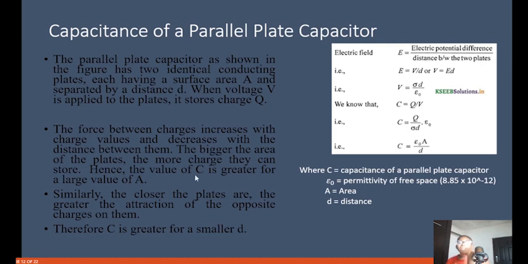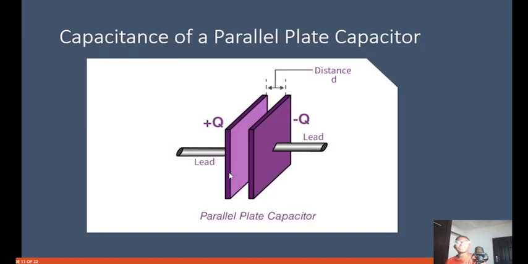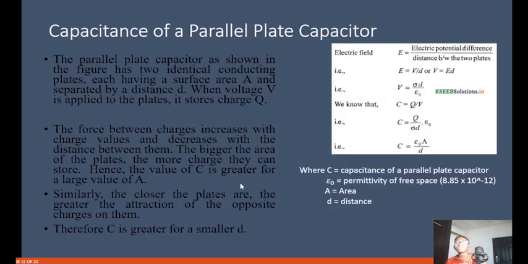The bigger the area of the plates, and the bigger the dielectric of the plates, the greater the capacitance of the capacitor. So let's try to get another equation for the capacitance of a capacitor.